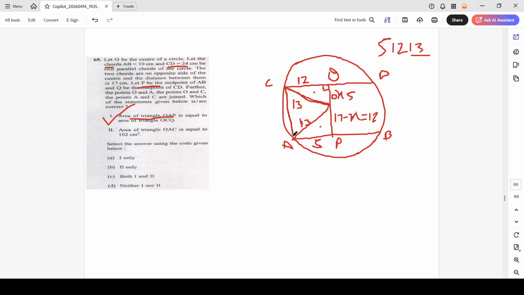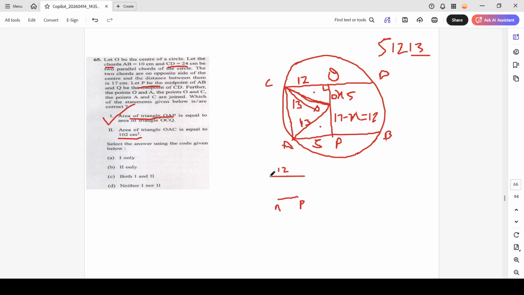Okay, OAC is 102 centimeter square. So this is asking about this area. Okay, so we don't have the side AC, so we can't use Heron's formula here. But what we can use, if we see this AB is parallel to this CD, so this is CQ. Suppose this is 12. Okay, this is AP.